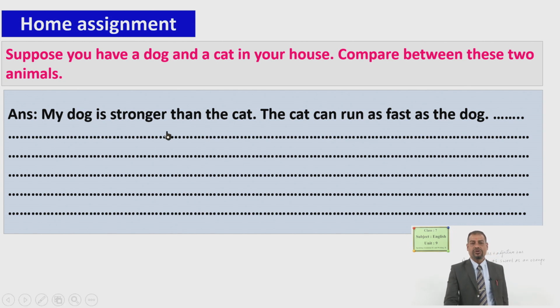My dog is stronger than the cat. The cat can run as fast as the dog. See, we are using these structures here. One, adjective plus -er plus than. Okay, and here as plus adjective, let's say sometimes adverb, plus as.